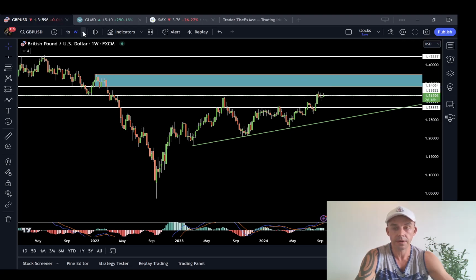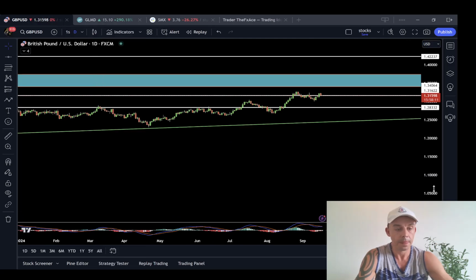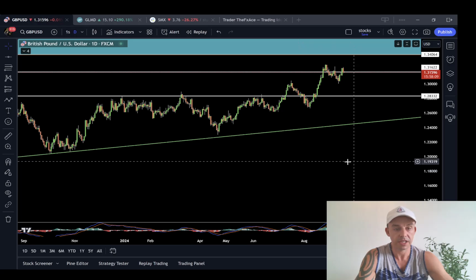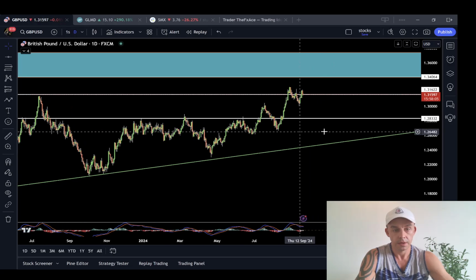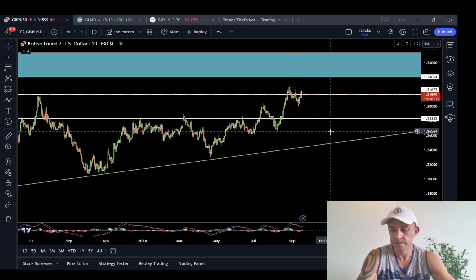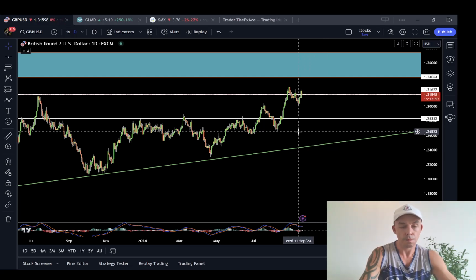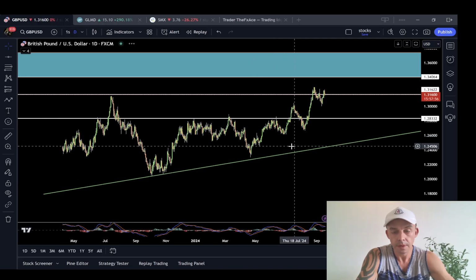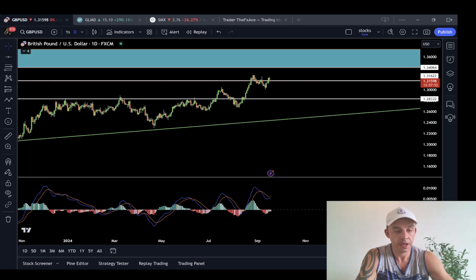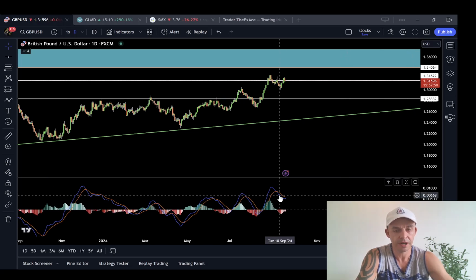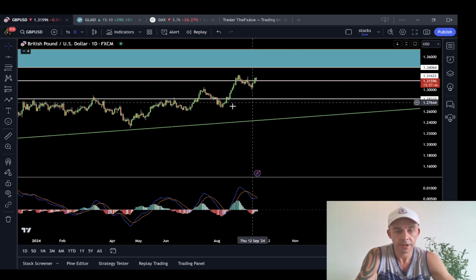If we zoom into the lower, we're going to look at the daily charts now. And we just want to see what is actually occurring on the daily charts. So look at the MACD. And if you wonder how I use the MACD, I look to see if there's any divergence happening.